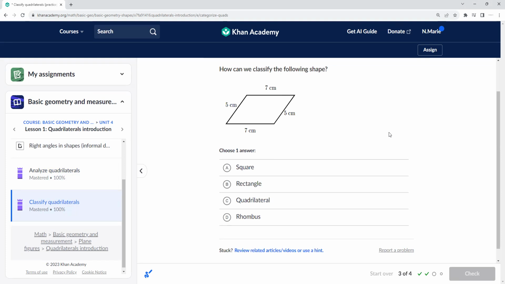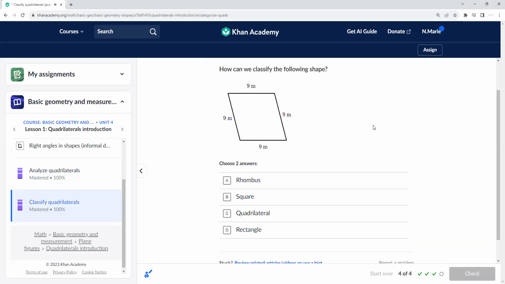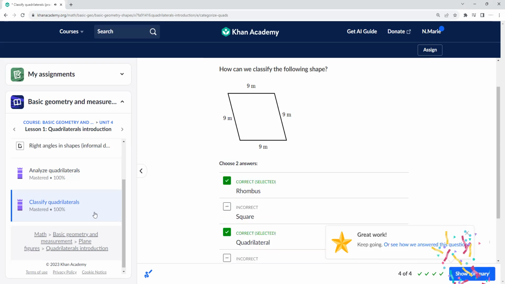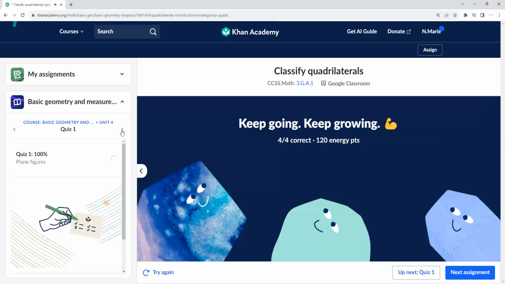This here is a parallelogram. It's a quadrilateral. It's not a rectangle or a square because it doesn't have 90-degree angles, and it's not a rhombus because it doesn't have all equal sides. So must remember all of these things. This has all equal sides. It's a quadrilateral, but it's not a square or a rectangle because it doesn't have 90-degree angles.